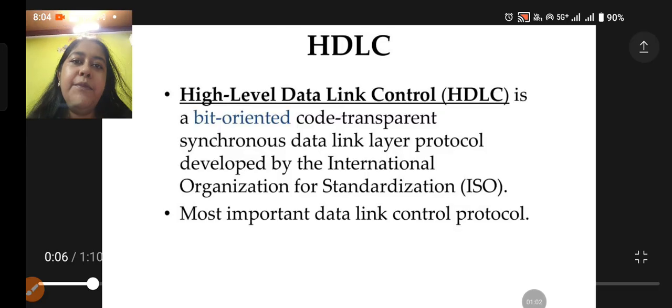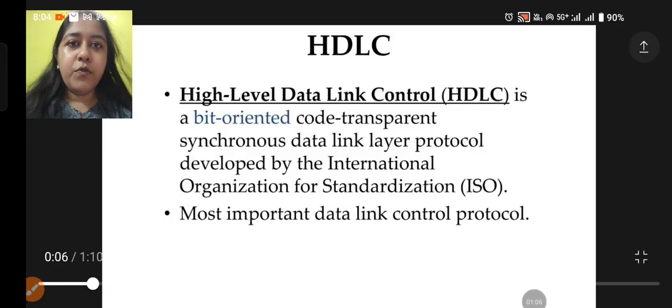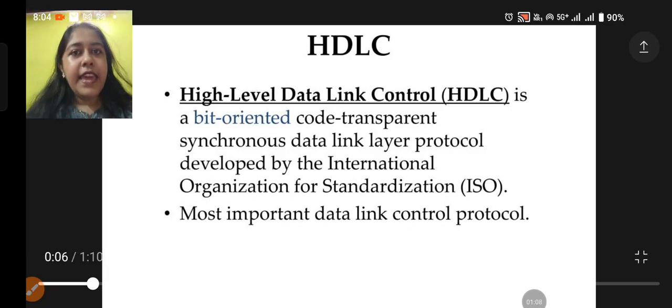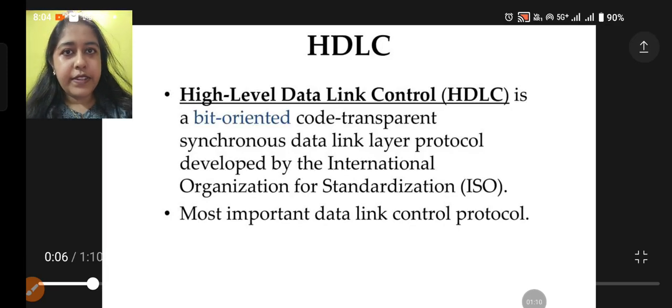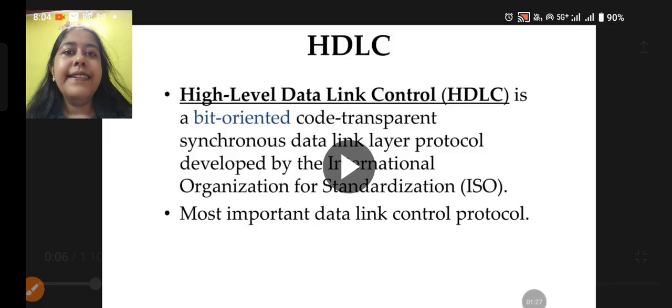It is a very important data link layer protocol, as we will discuss with more protocols later. HDLC, High Level Data Link Control, is just for controlling the data link layer. We have already studied the two sublayers, that is the MAC and LLC. So it is a type of protocol which is used in the data link layer.